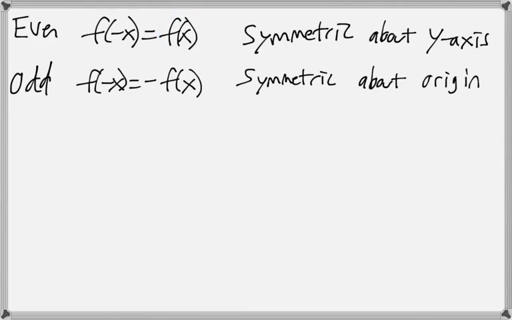An odd function is if you plug in a negative x and you get the negative version of the function, which means every single sign has to be opposite of what the original one is. Now, graphically, even functions are symmetric about the y-axis, and odd functions are symmetric about the origin. And you can look at the pictures in the notes for that.